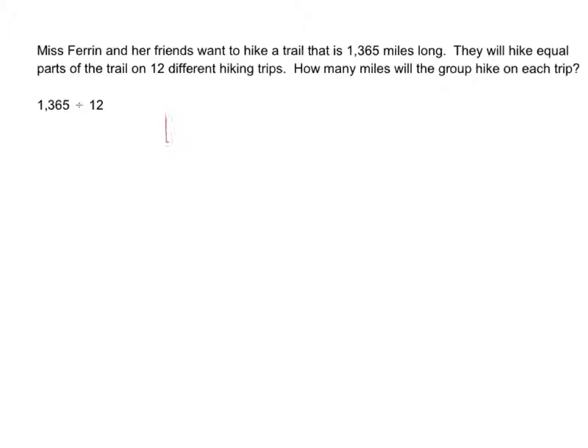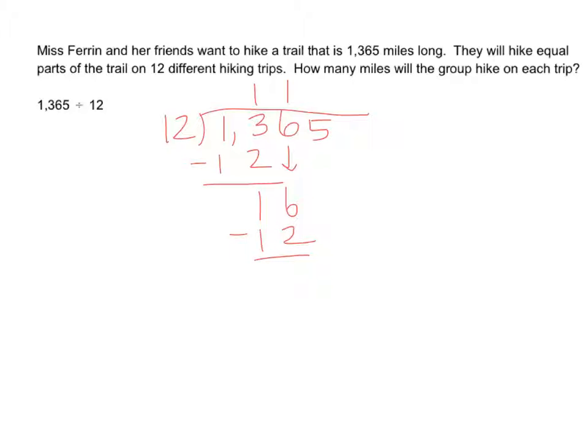So I'm going to do 12 as my divisor and 1,365 as my dividend. And I'm just going to go ahead and divide. 12 will not divide into 1, but will divide nicely into 13 one time. So there's my 1 times 12 is 12. Subtract. I have 1 left. Bring down my 6. 12 will divide nicely into 16 one time. 1 times 12 is 12. Subtract that. I have 4.